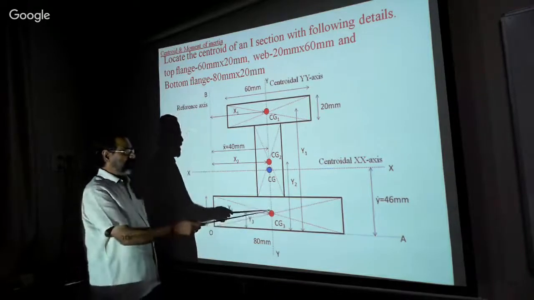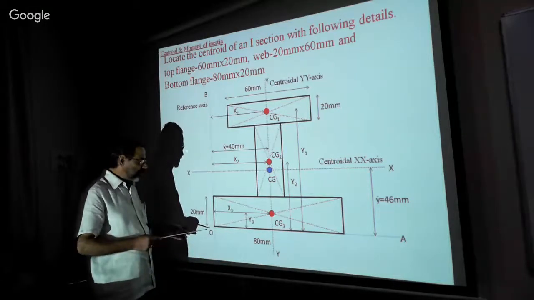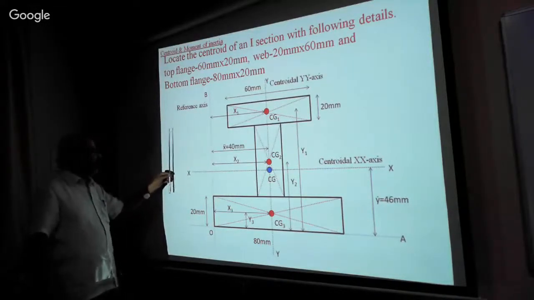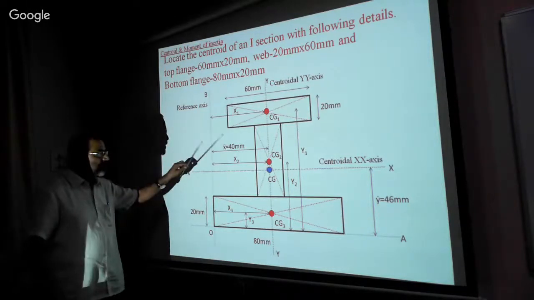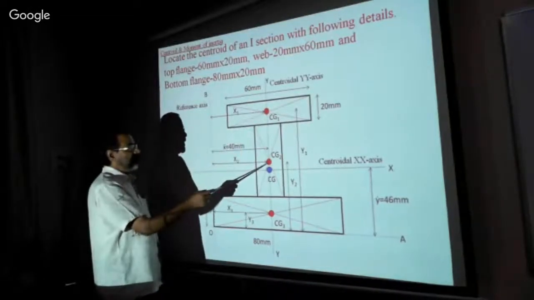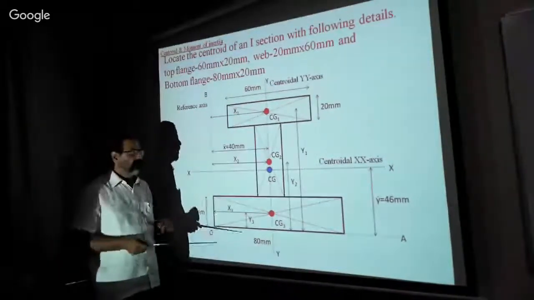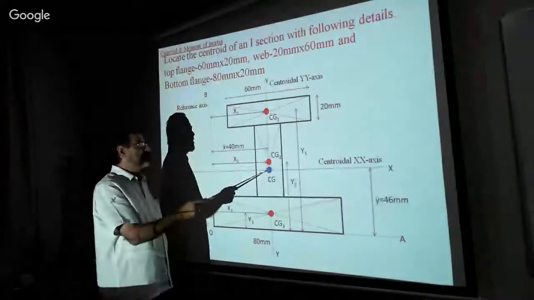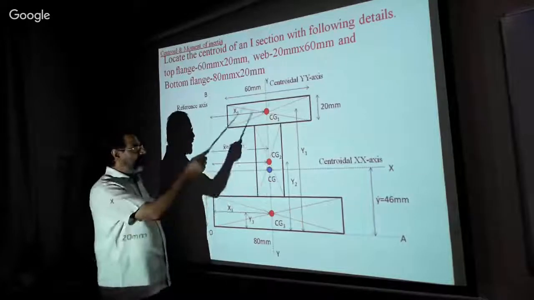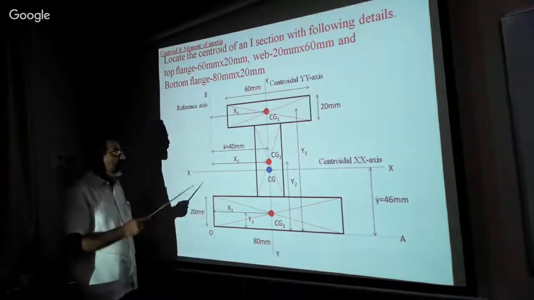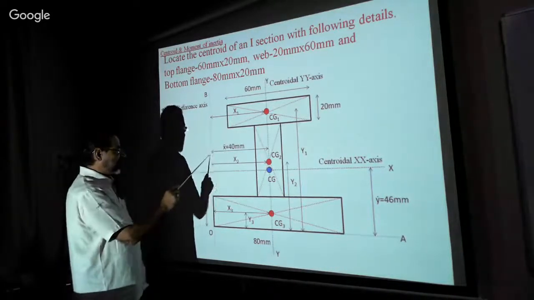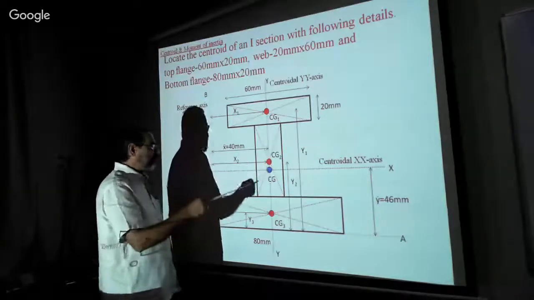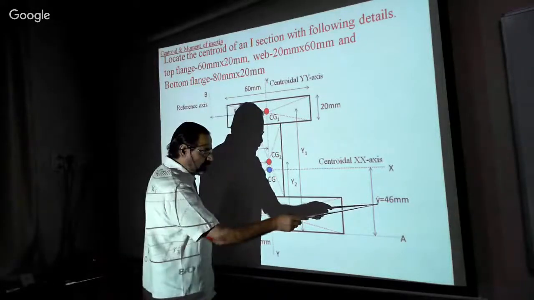Now we are just saying where the centroid is located. It is not necessarily only through OA and OB. Even so, we have to calculate the distance from this reference to the centroid. This is the centroid for figure 1, figure 2, and figure 3. Similarly, we have the centroid for the entire I section, located at a distance x bar from this reference, and at a distance y bar from the other reference.